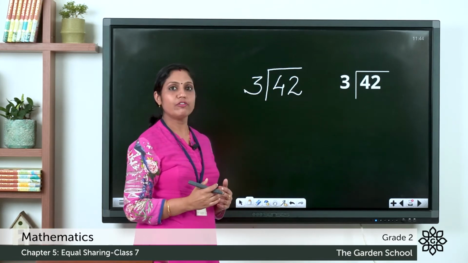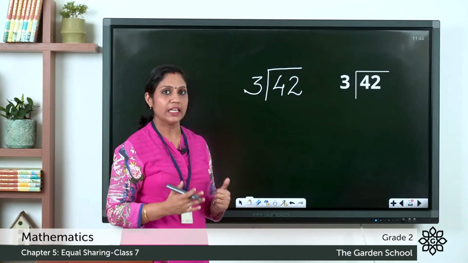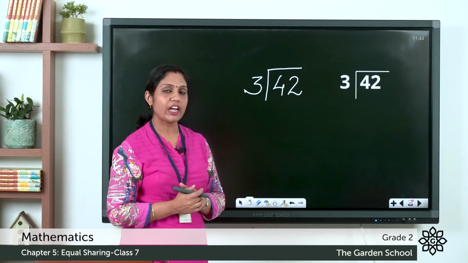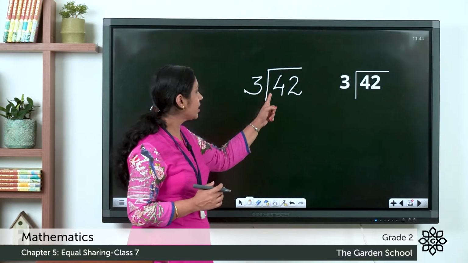So which table do we have to check? We have to check the table of 3. So we have 42 as the dividend. Which number do we have to take first? The first number, that is 4.